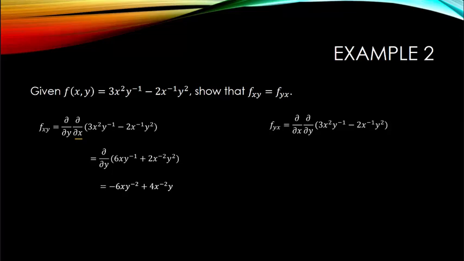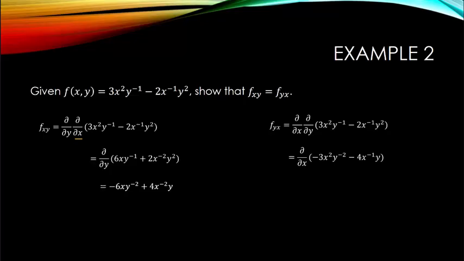fyx is the partial derivative with respect to x of the partial derivative with respect to y of 3x squared y to the negative 1 minus 2x to the negative 1 y squared. This time I take the derivative with respect to y first, and I'm left with the partial derivative with respect to x of negative 3x squared y to the negative 2 minus 4x to the negative 1 y.